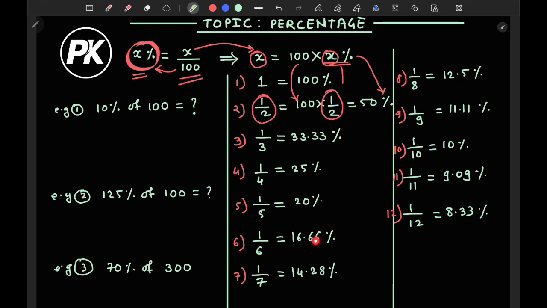Now the main challenge will be to remember 1 by 7, which is 14.28. Even this you can remember: 7 2s are 14, 14 2s are 28. So this is a shortcut way to remember this in percentage. And then 1 by 9 is 11.11, and 1 by 11 is 9.09. See, it's vice versa: for 9 it's 11, for 11 it's 9. So this way we have to remember these things.